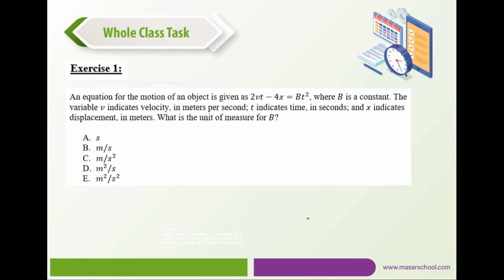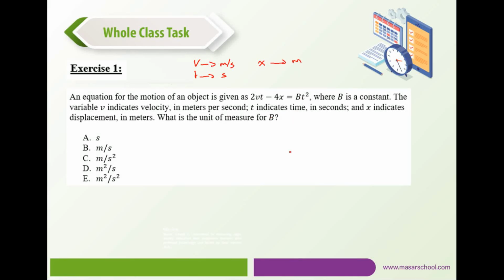And now exercise 1. An equation for the motion of an object is given as 2vt minus 4x is equal to bt squared, where b is a constant. The variable v indicates velocity in meters per second, t is time in seconds, and x indicates displacement in meters. We're asked about the unit for measure of b.